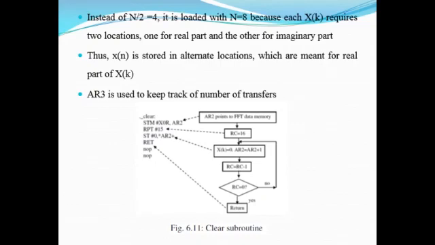So we are going to clear all the 16 locations which are required for storing the result, which can have a real and imaginary part of a result after finding DFT. So this is a clear subroutine, and this is a flowchart for a clear subroutine. This is a code for the clear subroutine.